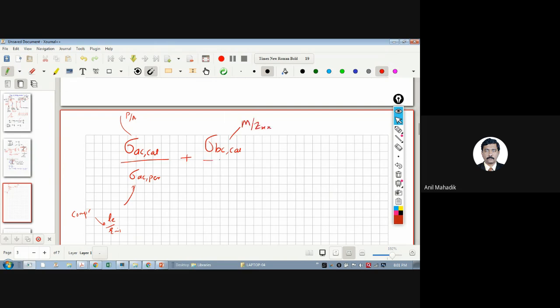XX. And then there is sigma BC permissible, which we get from L upon R minimum, D upon T, T upon T, and D1 upon T. It depends on those and table 6.1. This ratio should be less than or equal to 1. If this is satisfied, that means your design is safe.